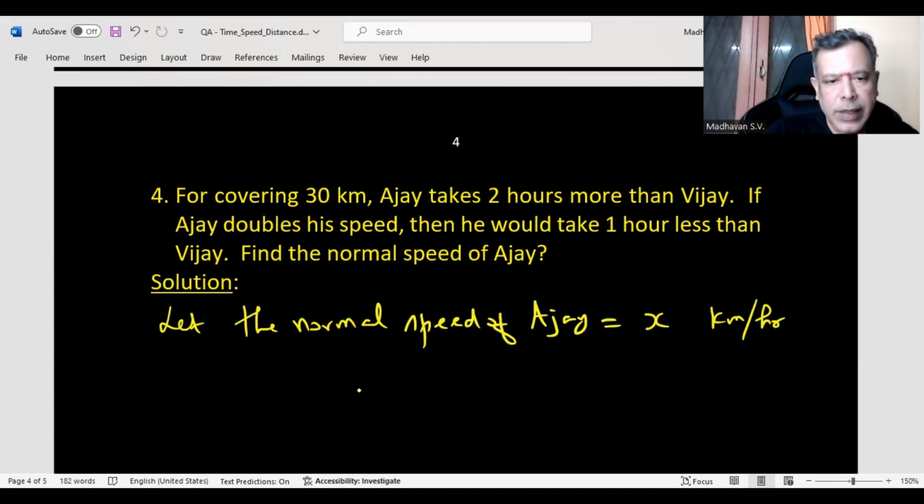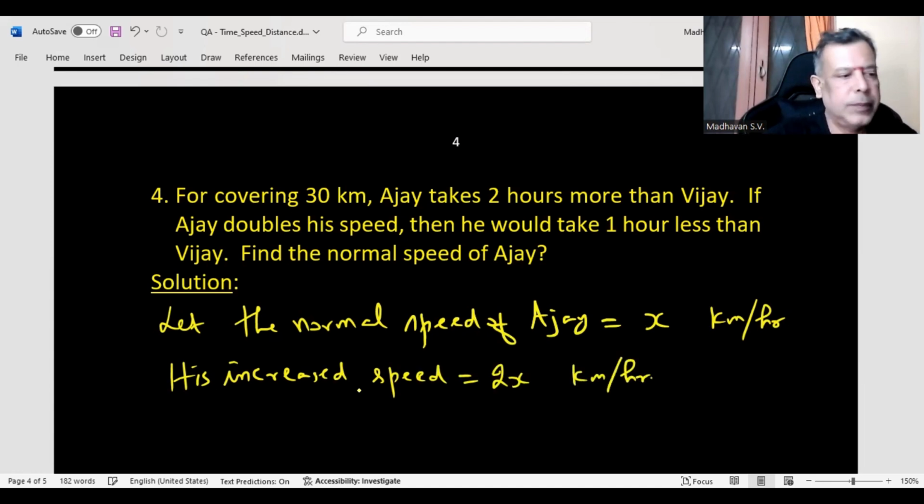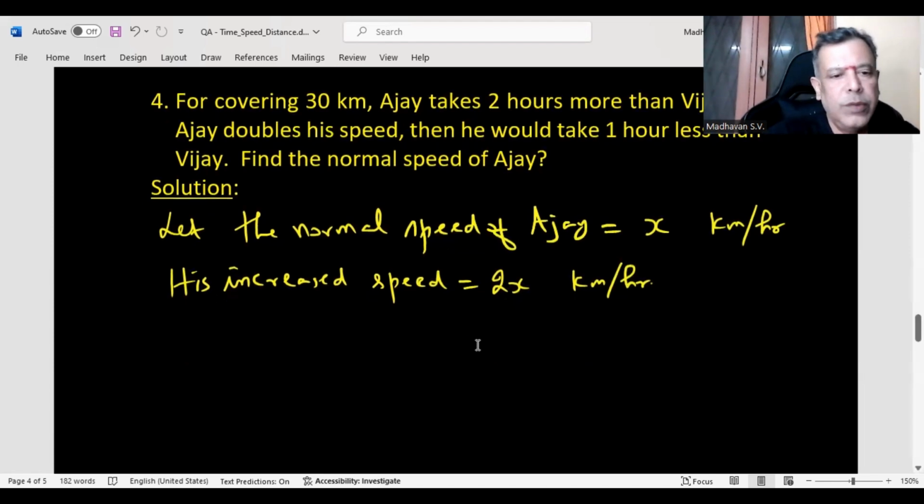Then his increased speed will be 2 times x, which doubles his speed. So 2 times x kilometers per hour. Now we have time is equal to distance divided by speed. We have this.